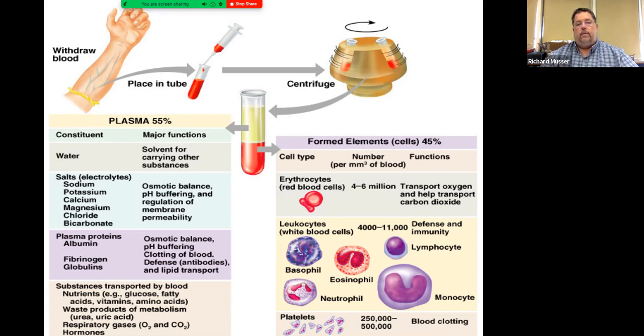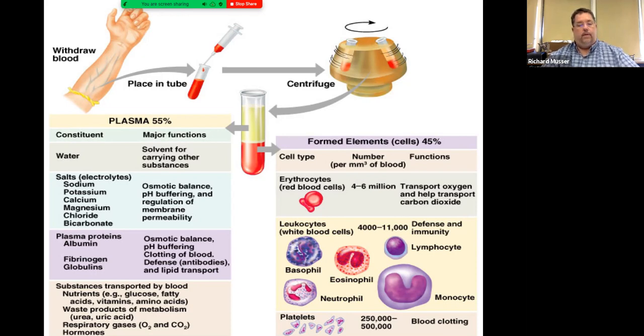We also have leukocytes, which is another word for white blood cells, but leukocytes is the proper way to refer to them. In comparison to a cubic millimeter of blood, where we had around 4 to 6 million red blood cells, in regards to immune cells, we have around 4,000 to 11,000 for that same cubic millimeter of blood. We'll talk about these different ones, but we have things like basophils, eosinophils, neutrophils, monocytes, and lymphocytes. Each one of these different types of white blood cells has a different function.